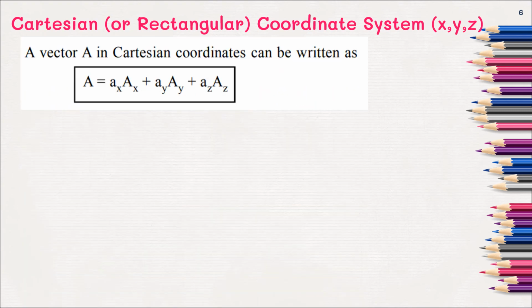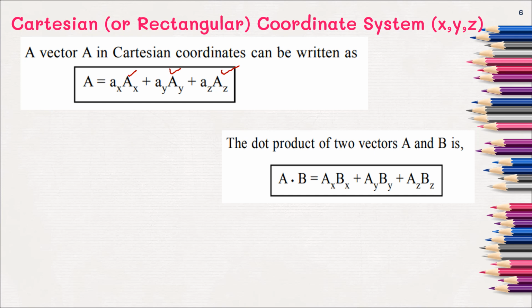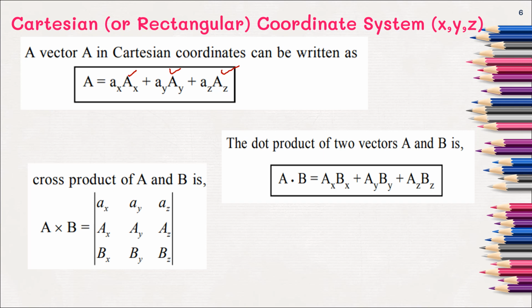Next is, how do you represent any vector in the rectangular coordinate system? Any vector is going to be represented as Ax into ax vector, Ay into ay vector, Az into az vector. Now capital Ax, Ay, Az represent the magnitudes, and small ax, ay and az represent the unit vectors. In the same way, if I consider one more vector B, the value of B will be Bx into ax plus By into ay plus Bz into az.